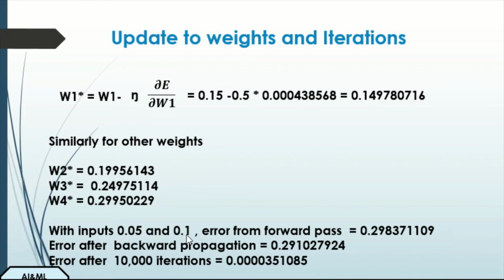So as we see, with the initial inputs of 0.05 and 0.1, at the end of the forward pass, our error was 0.98, and after one update through the backward pass, we had a small reduction in error to the extent of 0.291. But however, when we repeat these iterations multiple times, so if we look at 10,000 iterations, our error reduces substantially to 0.000035.